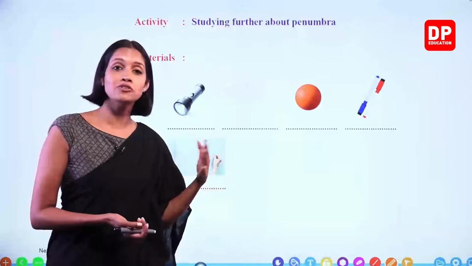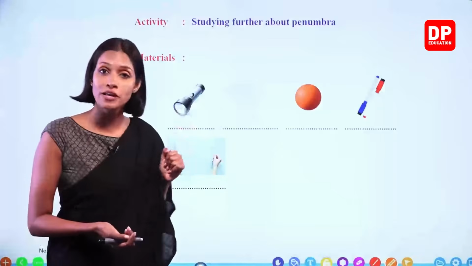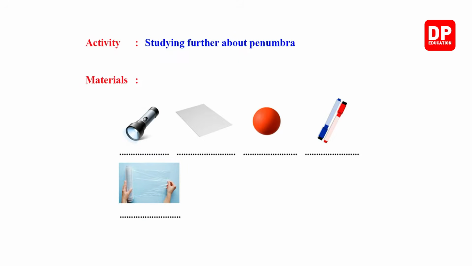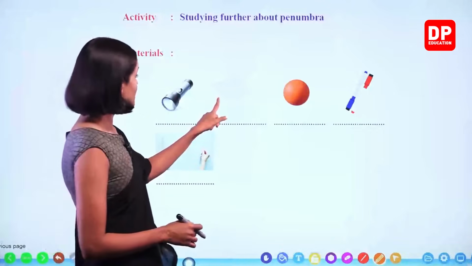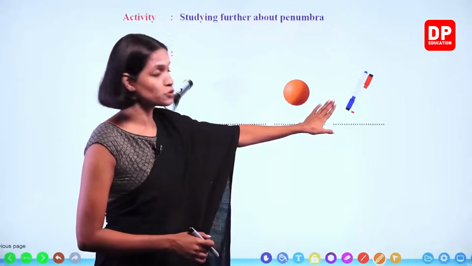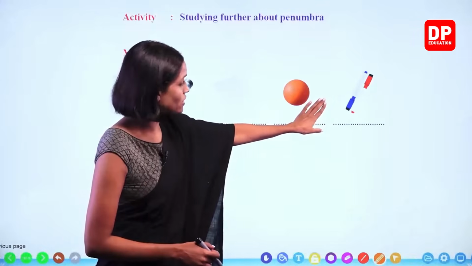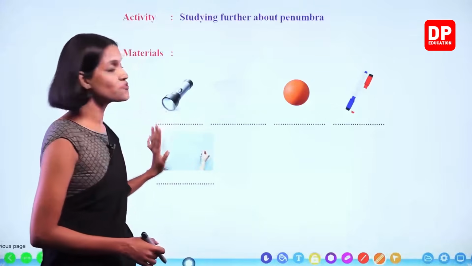We have another activity to do, studying further about penumbra. So we learned about umbra and penumbra. In this activity, we are going to learn more about penumbra. Okay? Right. So what are the things we need? We need a torch, a white screen, a small ball, and marker pens of 2 colors. Here we can use red and blue, okay? And a piece of cellophane.